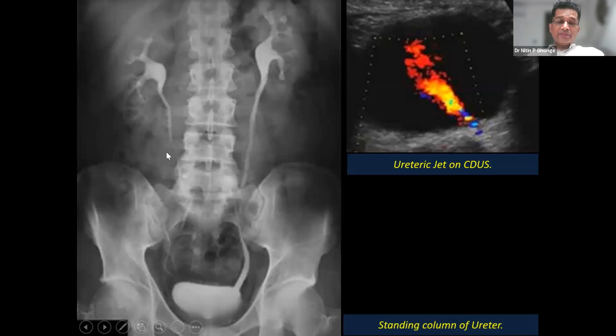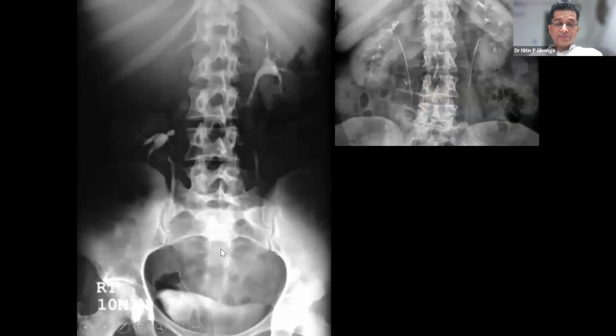So here, another important point is that because of the ureteric peristalsis, you should not usually be able to see the ureter in continuity in a normal condition. But here you can see the continuous column of the ureter. So this is usually called standing column of ureter and is usually because of a distal obstruction.